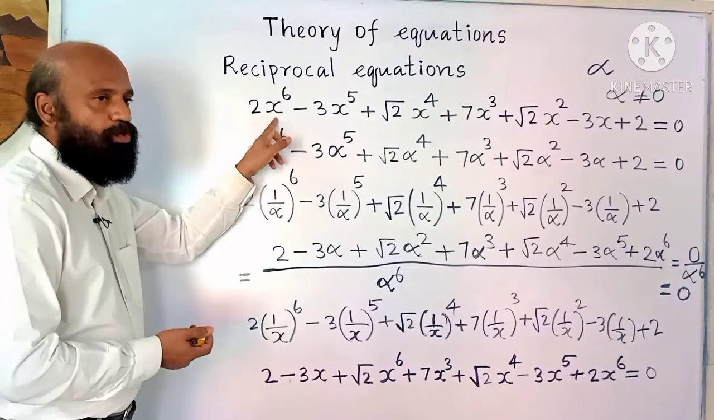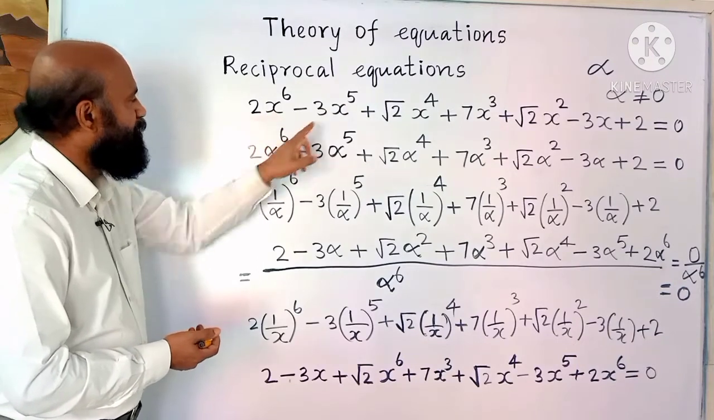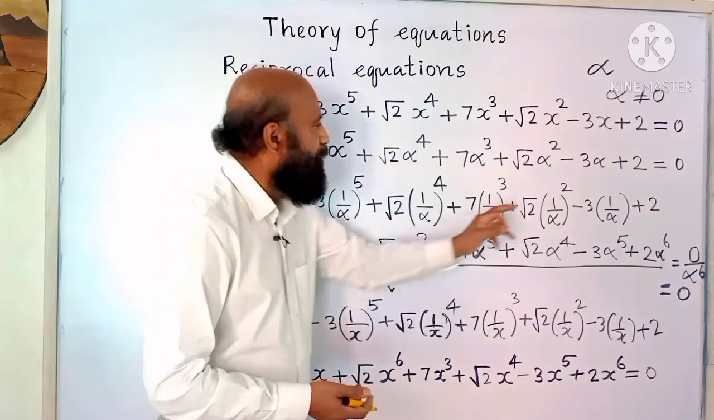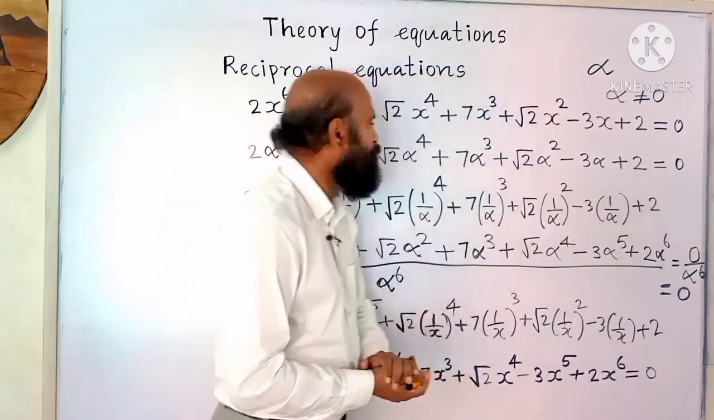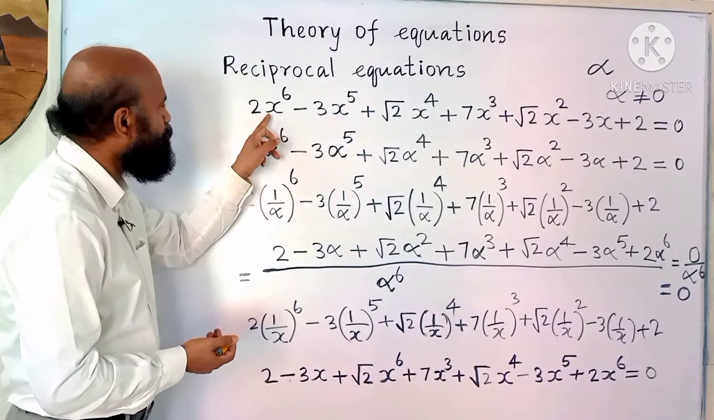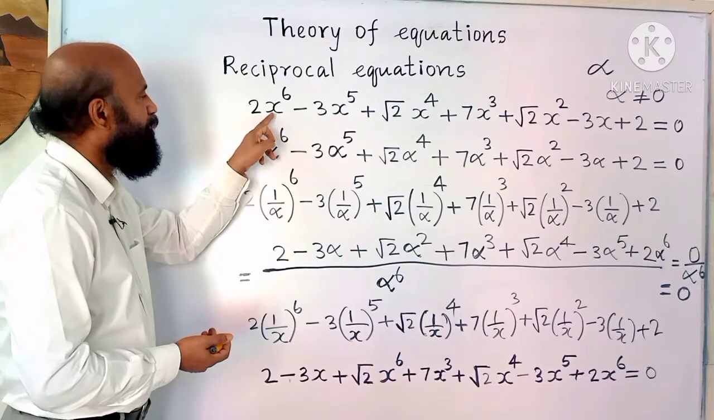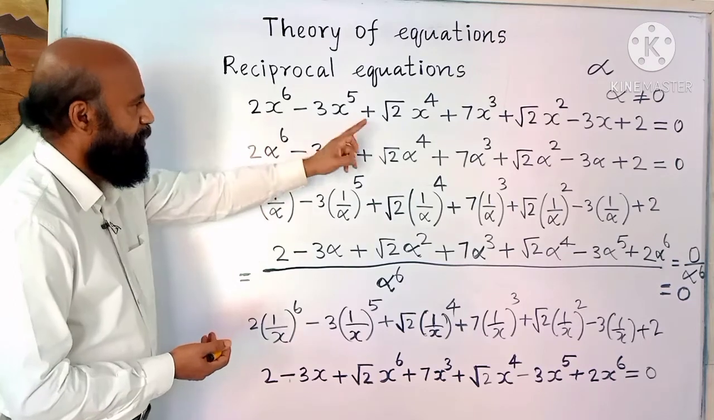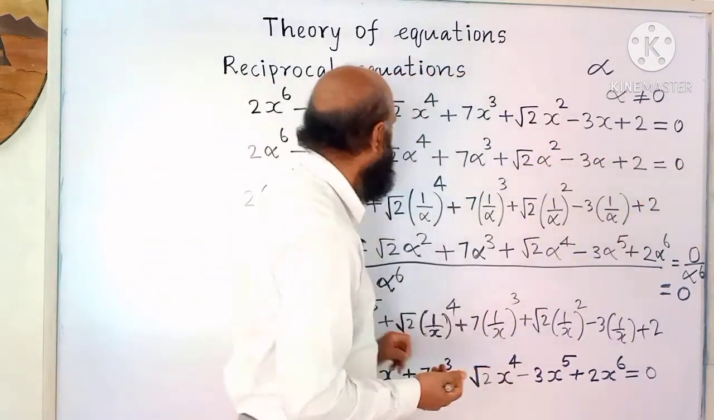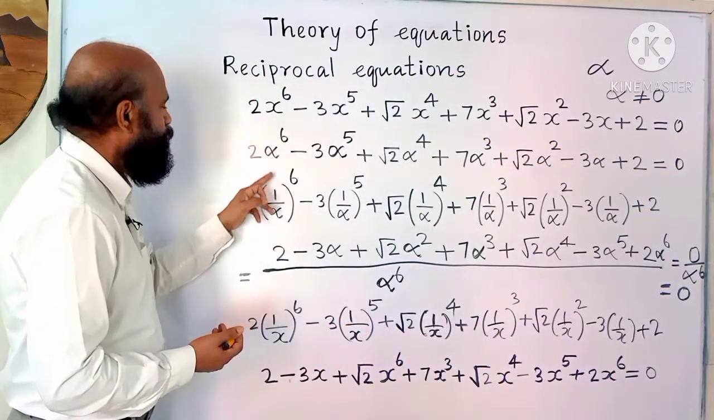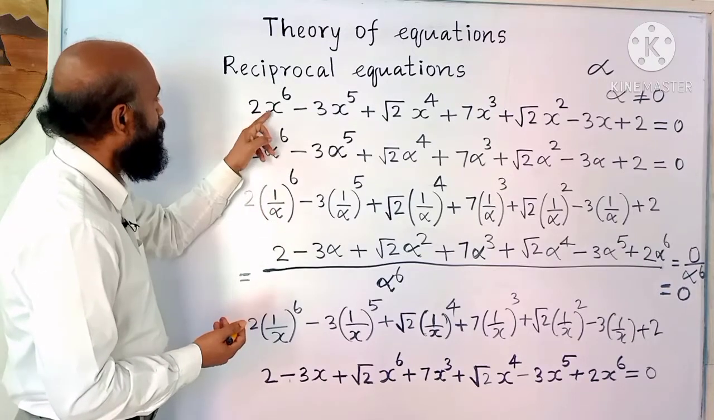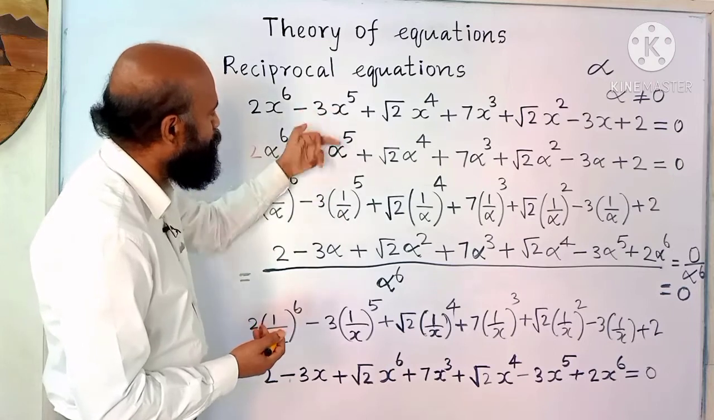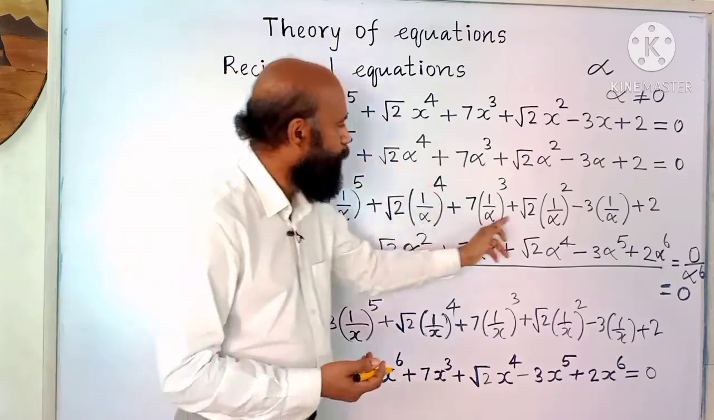Since alpha is the root of this equation, wherever x is there, you substitute alpha. Then it will be satisfied, so you will get 0. Then in this polynomial equation, for x you write 1 by alpha on the left hand side. Don't equate it to 0. For x, substitute 1 by alpha.